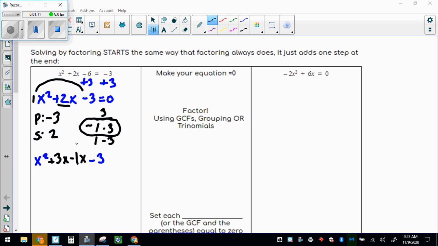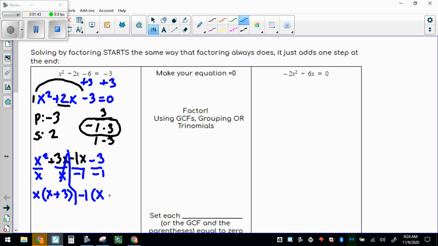And we replace the middle term with the pair that we chose. Now we have 4 terms, and we can do some grouping, just like we have. X squared and 3x only share an x. X squared divided by x is x, and 3x divided by x is 3. -1 and -3: the GCF is -1. They do not share x's. When we divide them out, we have x plus 3.